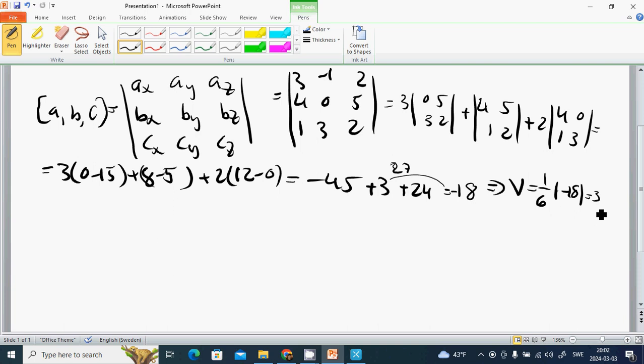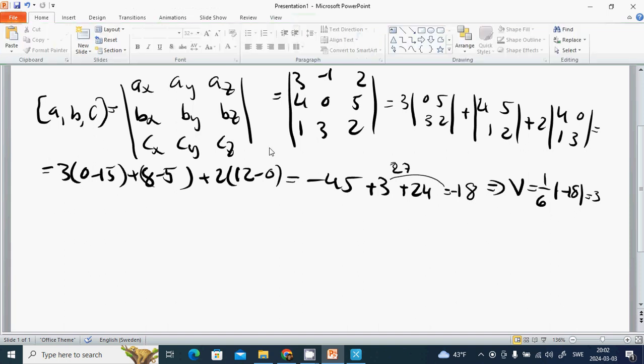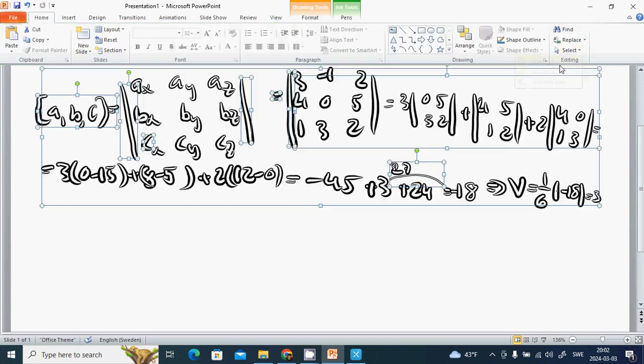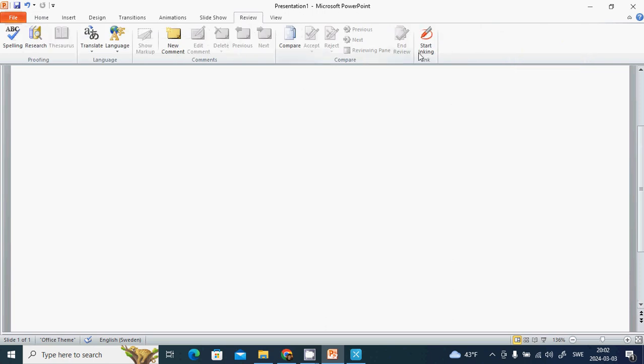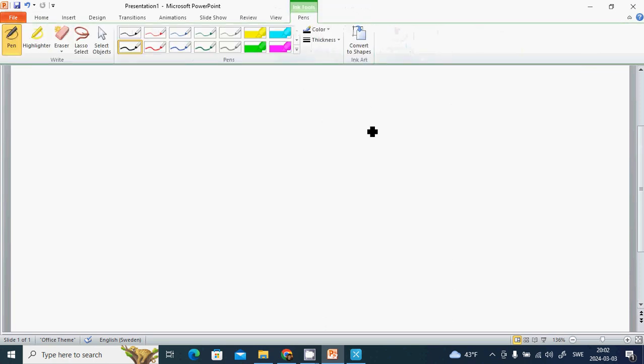We have a space with axes Z, Y and X, and we have a line L, and we have a vector from R.